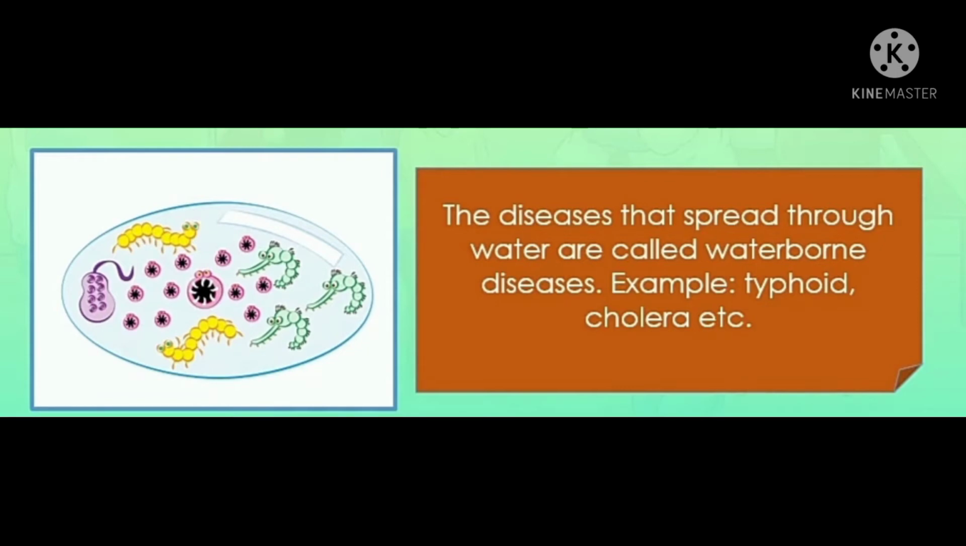Next, the diseases that spread through water are called waterborne diseases, children. So, some of the examples are typhoid, cholera, and so on, children. Typhoid spreads mainly through contaminated water, children.